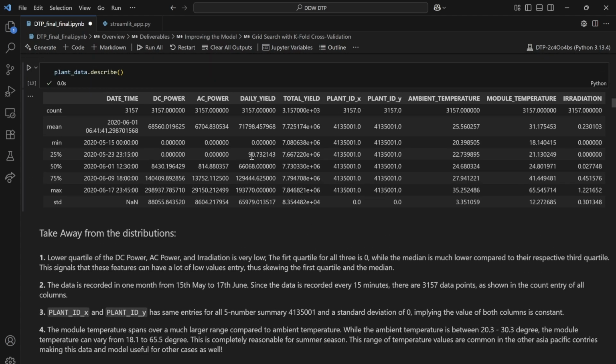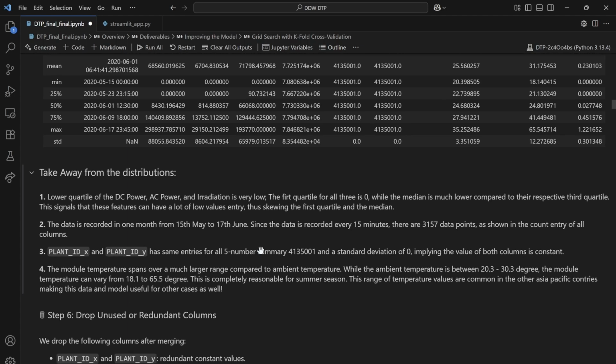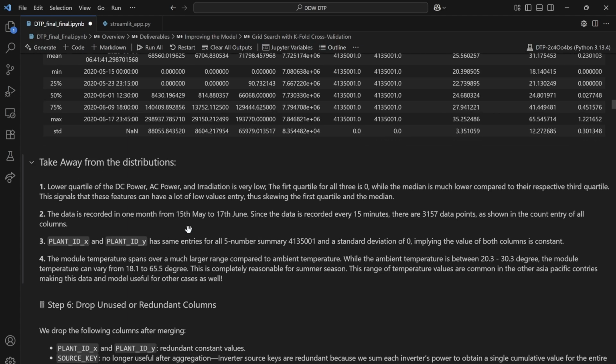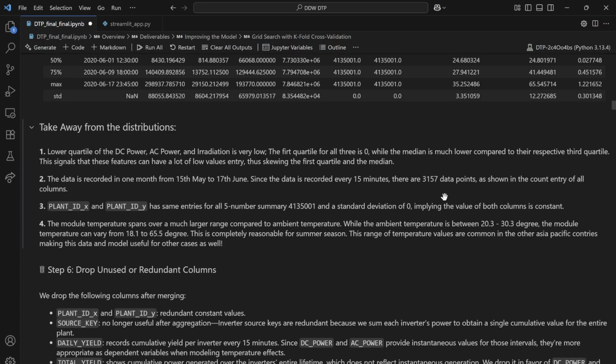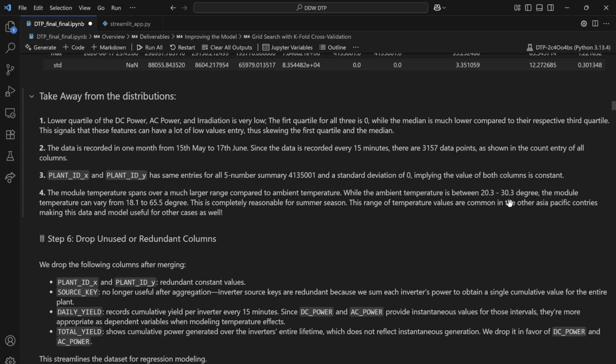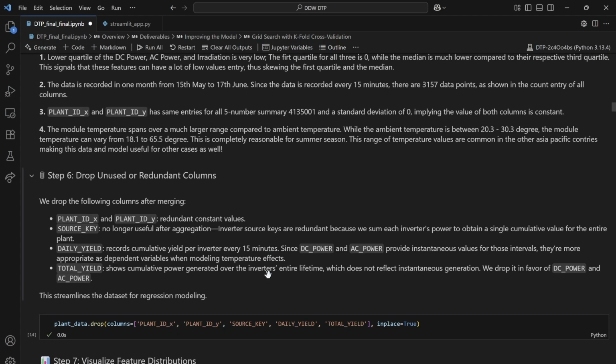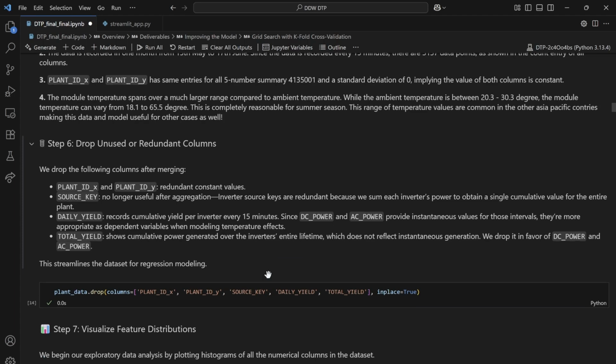Now, what do we take away from the distributions? It's very tail heavy, which means it's leaning towards zero, and it's recorded from 15th May to 17th June for every 15 minutes, and hence there are 3000 data points. Plant ID is constant, and the module temperature spans from 20 to 30 degrees Celsius, which makes it general for any Asian country, so it can be used anytime.